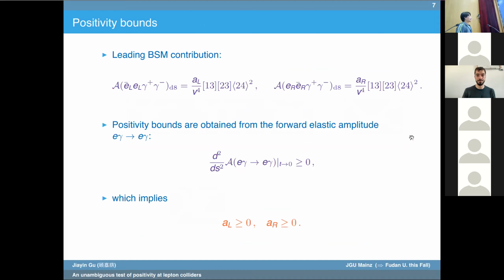And now we can look at the positivity bounds. Of course, we need an elastic amplitude, but that we just rotate this process by 90 degrees, so it becomes the elastic amplitude of E gamma to E gamma, and then we apply this bound. And after working out everything, this bound just simply implies that both AL and AR here have to be larger or equal to 0.